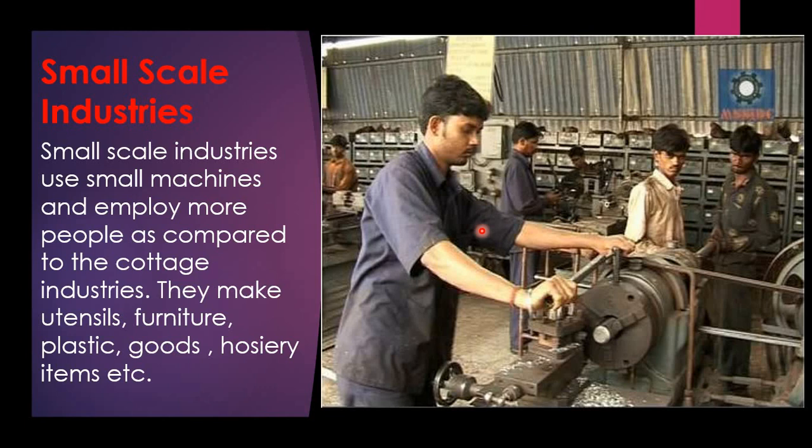Of course, the small scale industries use small types of machines and they employ more people than the cottage industries, because it is a work of the machines. There will be different types of machines but in a small size. So therefore they require employees in order to work in small scale industries. Even they use these machines to make utensils, furniture, plastic goods and hosiery items. So this is all about the small scale industries.